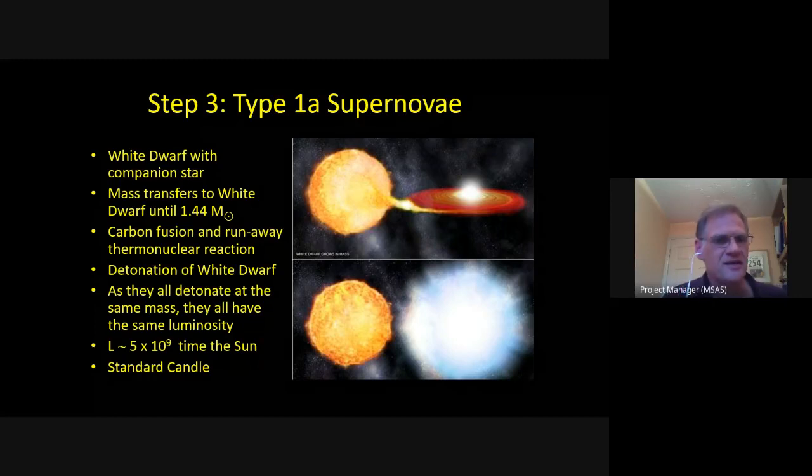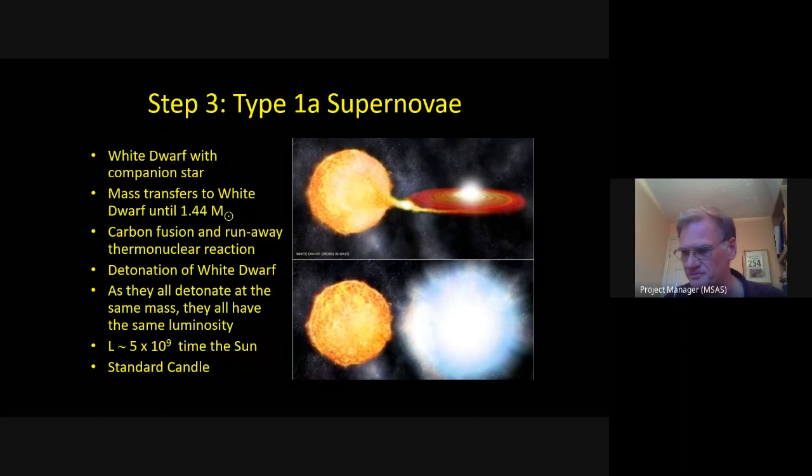Now, because they all detonate at the same mass, they all have the same luminosity, and that luminosity is something like 5 billion times how bright the sun is if you were the same distance away from it, of course. So that then becomes what's called the standard candle, because you know how bright every one of those is when they go off. By measuring how bright it appears to be, you can work out how far away it is using the inverse square law. Okay.